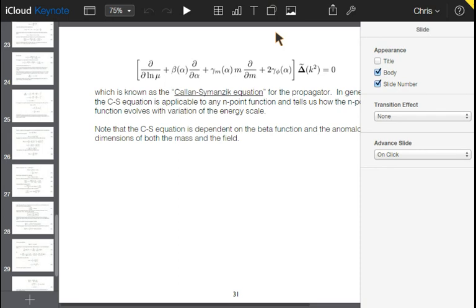So this might seem arbitrary and kind of ad hoc if you're not used to it, but it works. Okay, it works. That's all I can say.